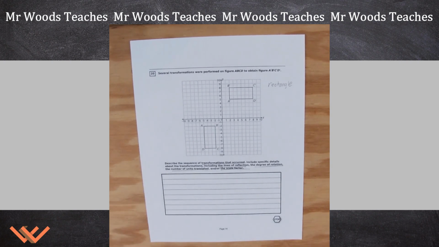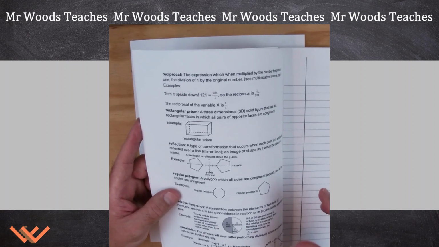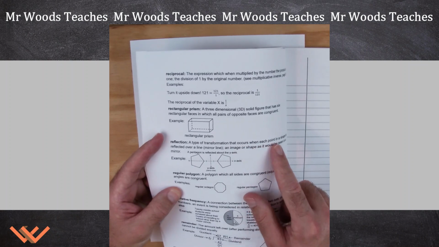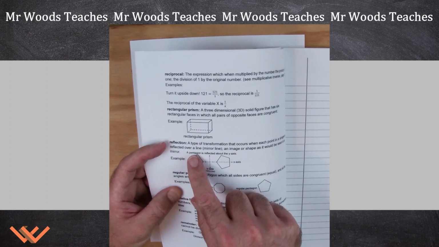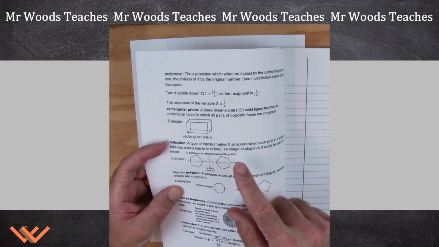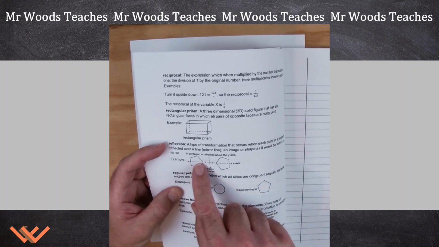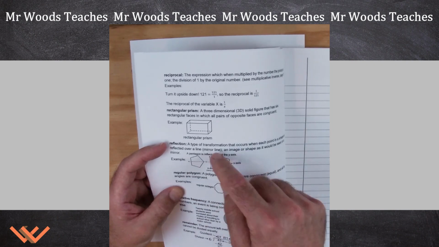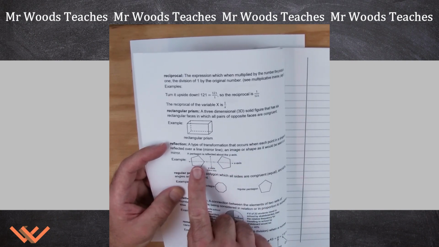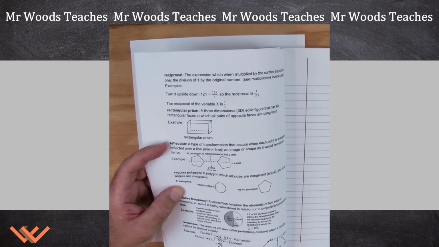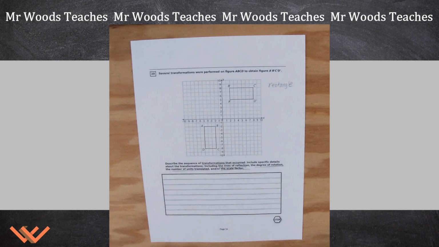What does it mean by the lines of reflection? I can look in the book. It says here, reflection, a type of transformation that occurs when each point in a shape is reflected over a line, a mirror line, an image or shape as it would be seen in a mirror. Okay, so here's the x-axis and the y-axis, and it says here mirror line, so this shape was reflected over the y-axis. I'm not sure if that's a reflection down here or if one was performed. Let's take a look at some others.